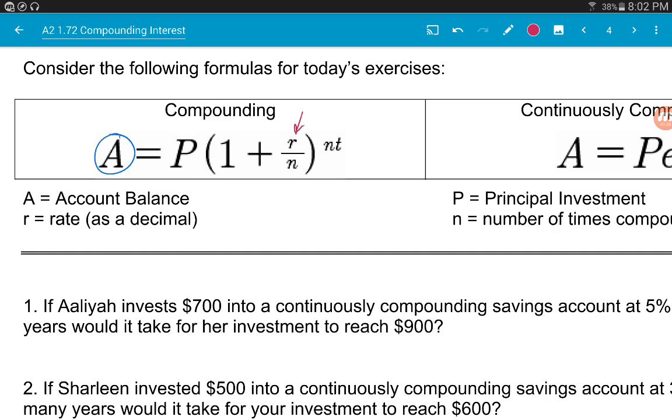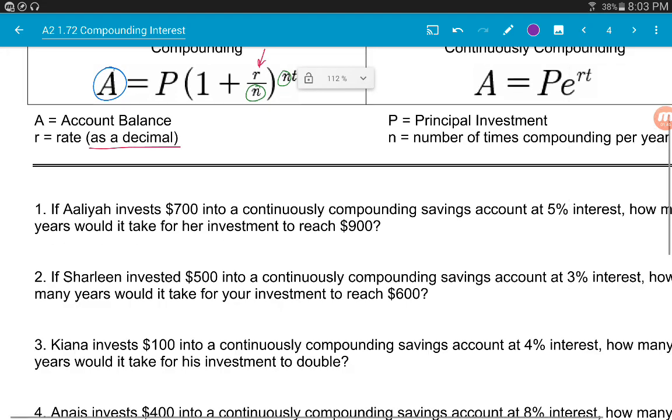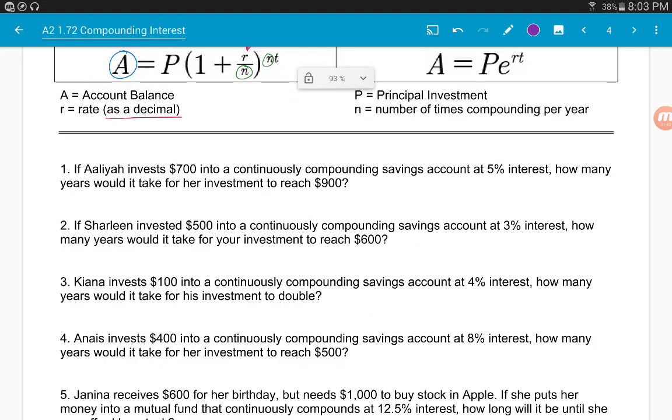R is your interest rate as a decimal. N, like I said, is the number of times per year that your interest is re-added, is compounded. And T is going to be the time in years. So I'm going to do a two-part question for you on here, just so you can see what we're doing.